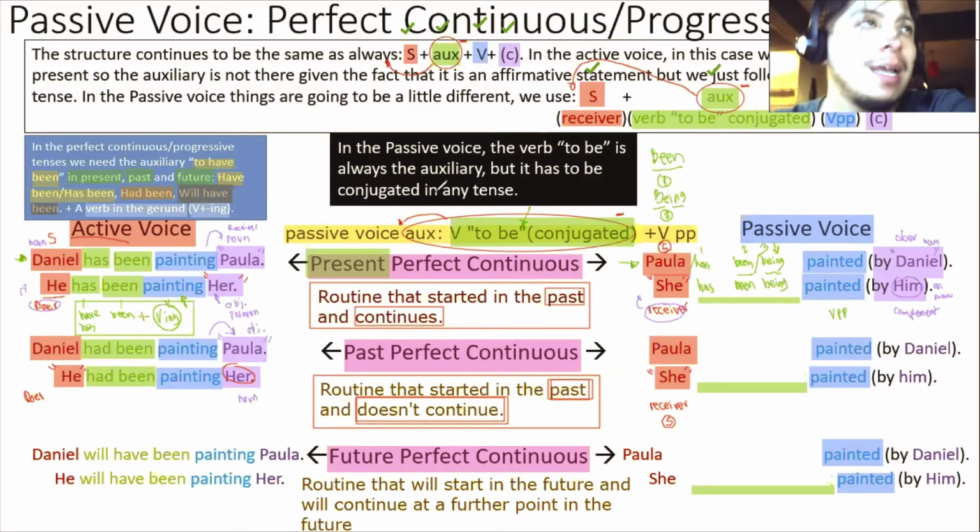Okay. The next thing that we need is the auxiliary. We're gonna leave this for now, and then we need the verb. As you remember, when you have the passive voice, the verb is always in the past participle. So painted, painted, painted, always. This is a regular verb, so you don't really have to think that much. With other verbs, the irregular ones are a little harder, but you just need to memorize them.